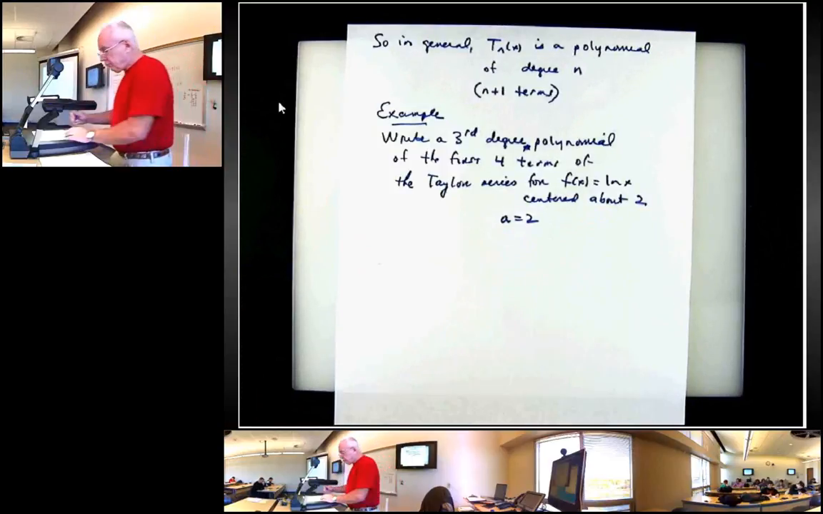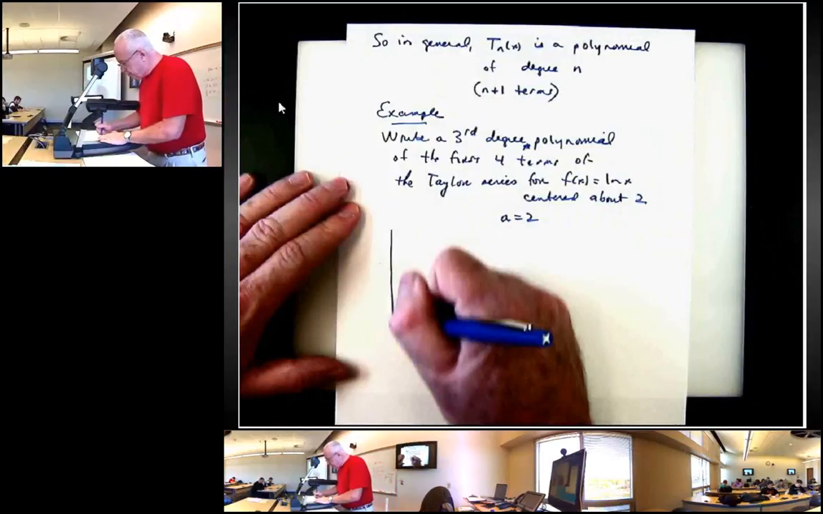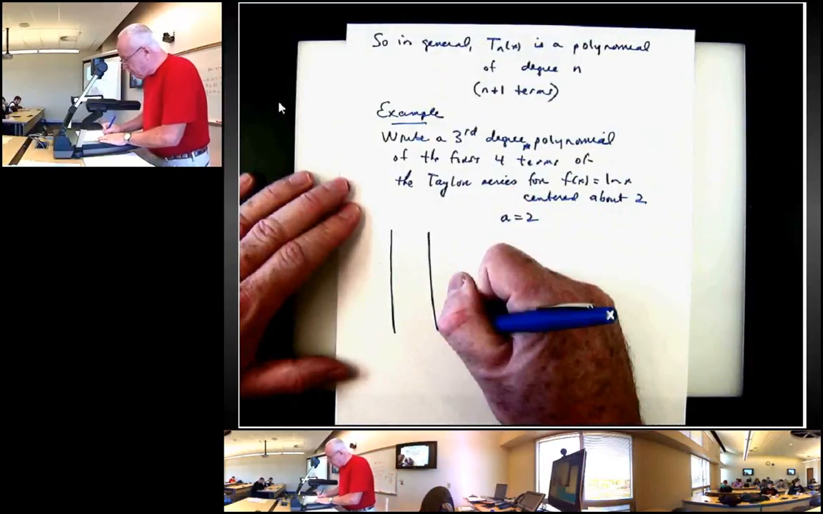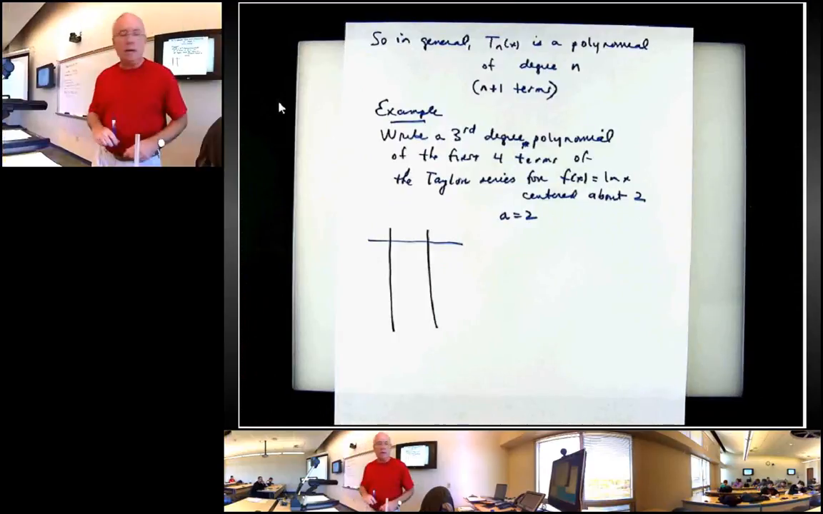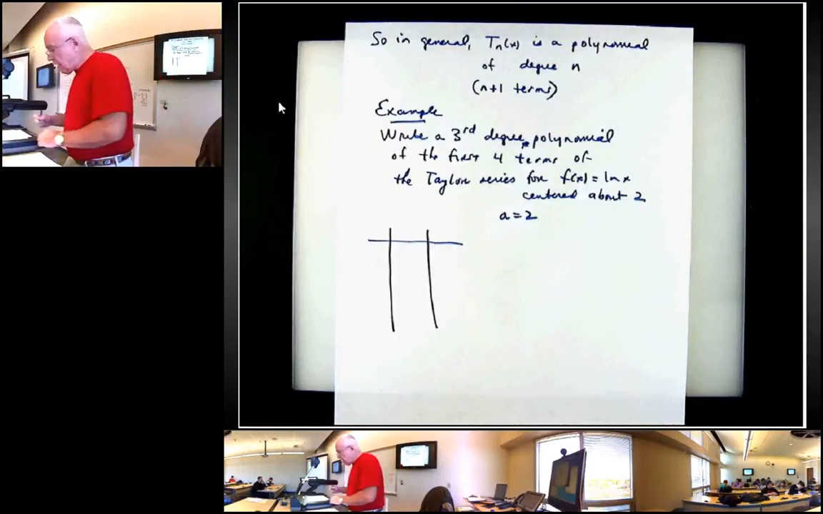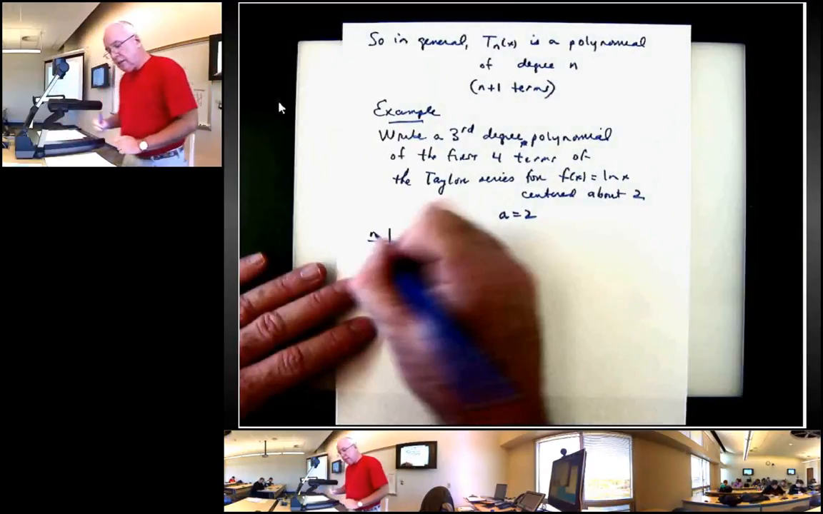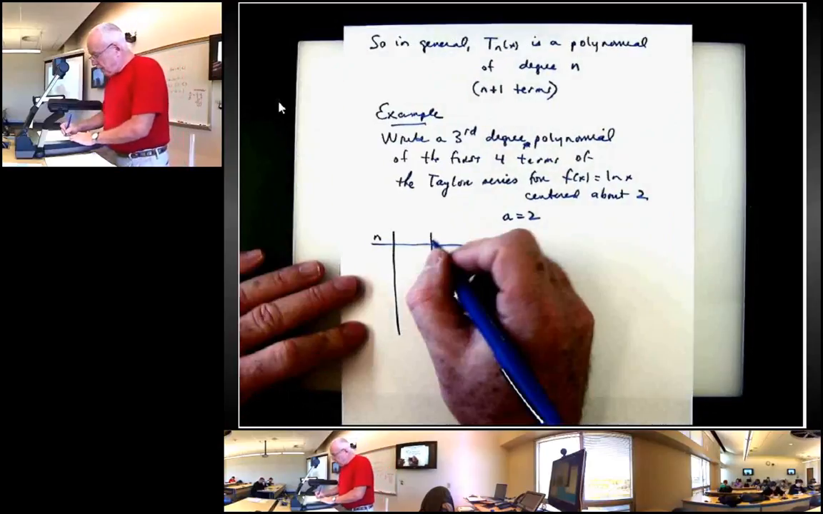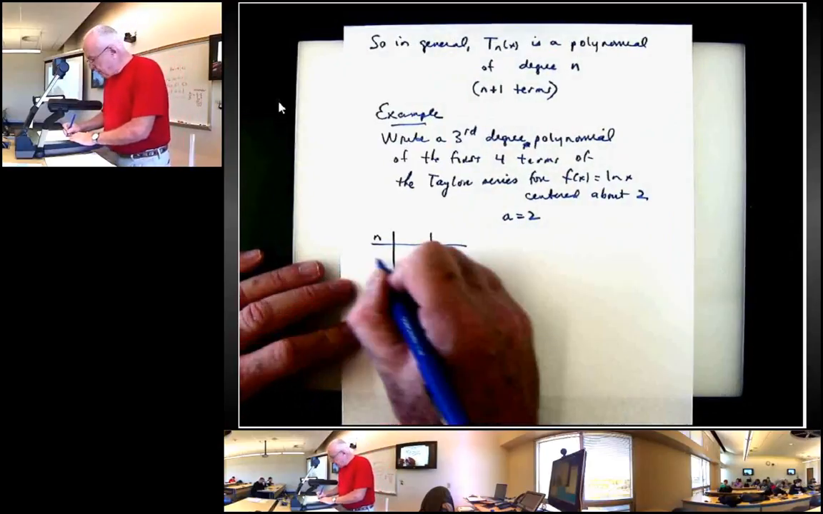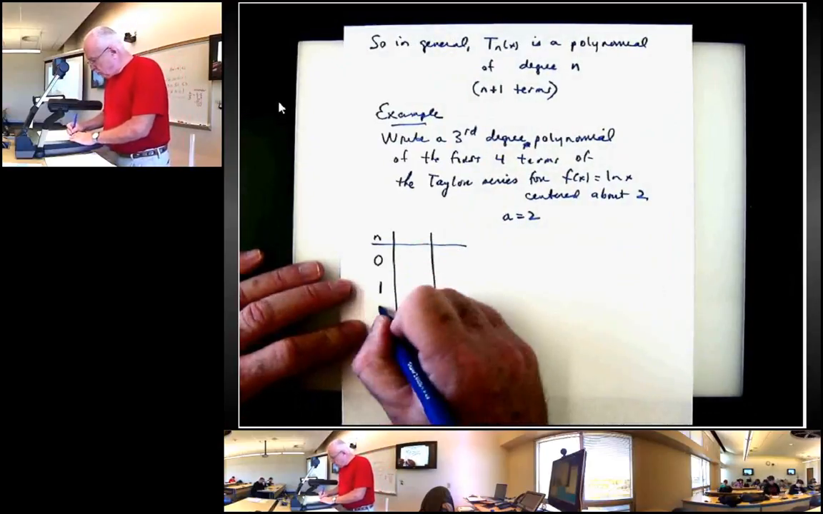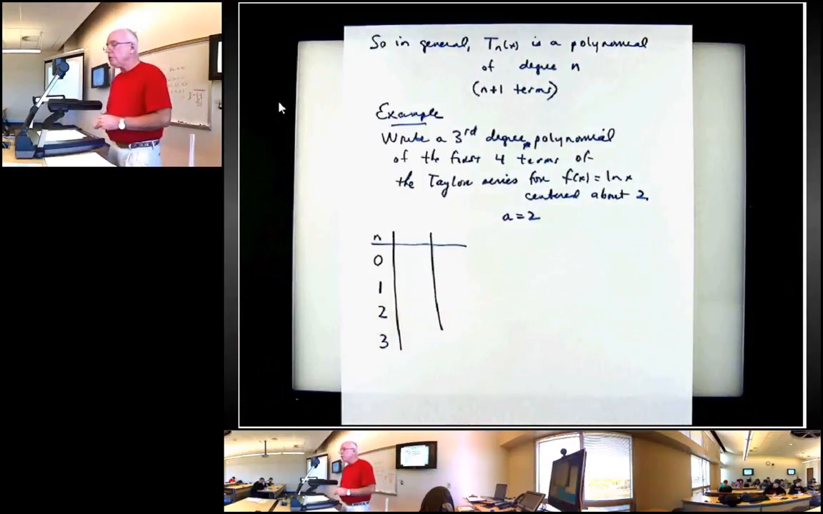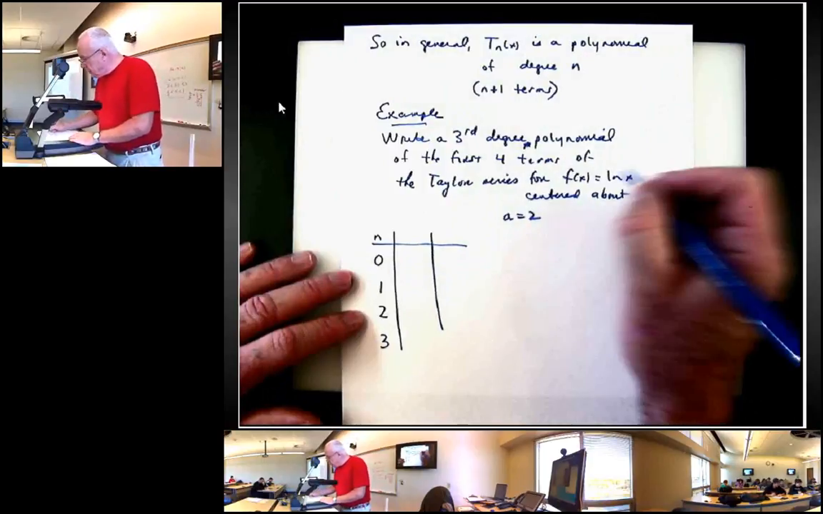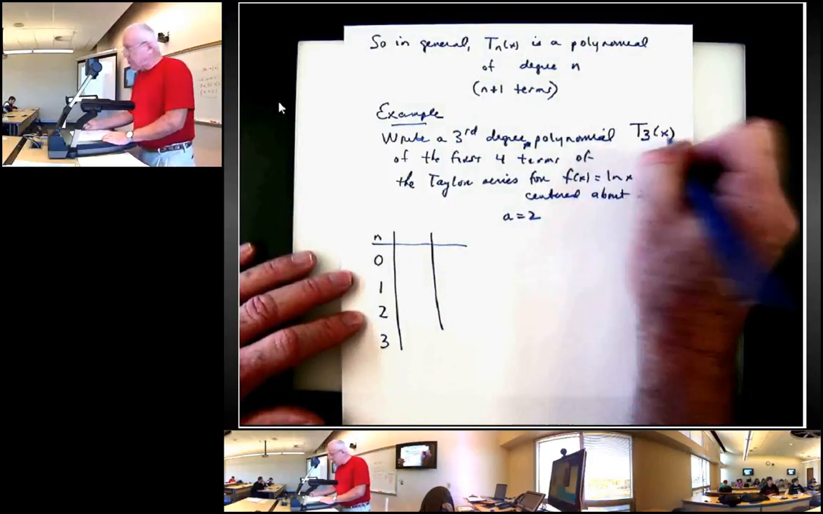Now, I did this kind of table here for your take-home quiz, and so I recommend this is the way to kind of organize your thoughts here. First of all, let's just start out a little table. Here we have our n values, and they're going to be n equals 0, 1, 2, and 3. Okay, we're going to have 4 terms altogether. Okay, because this is going to be T3 of x.